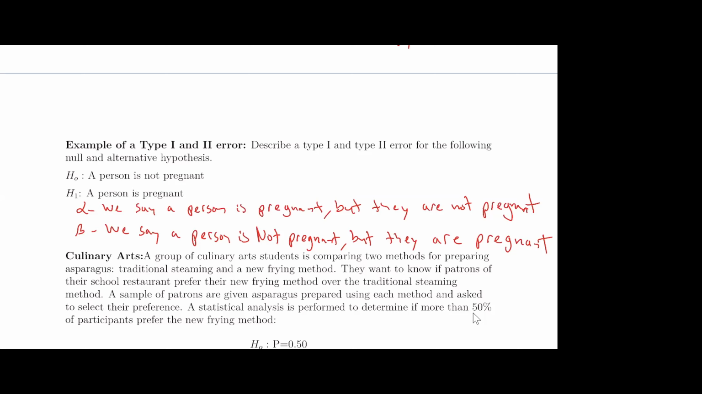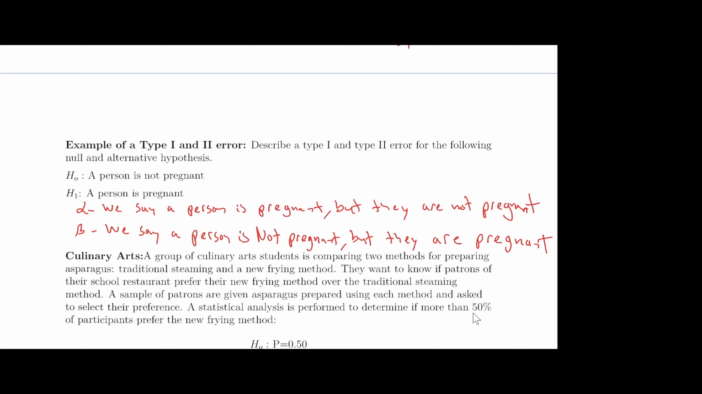All right, cool. So in a type 2 error, we say a person is not pregnant. So we accept the null hypothesis, but they are pregnant. If you notice both of them, they're explaining that we came up with a wrong conclusion, because we concluded this, but it should have been this other thing. So type 1 and type 2 errors describe an error that we made.